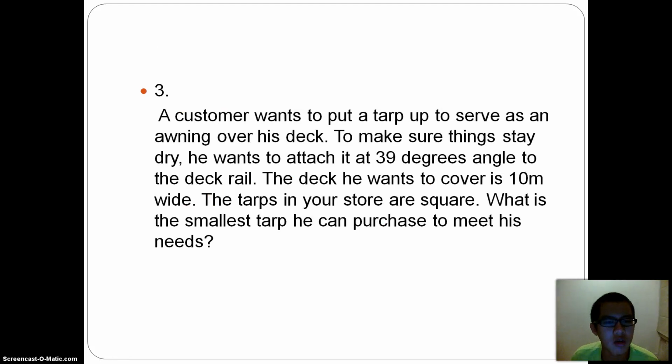So let's move on. Let's look at question 3. A customer wants to put a tarp up to serve as an awning over his deck. So what's an awning? An awning is just a cover, to make sure things stay dry. He doesn't want it to get wet. So he attached it at a 39 degree angle to the deck rail. The deck he wants to cover is 10 meters wide. The tarps in your store are square. What is the smallest tarp he can purchase to meet his needs?